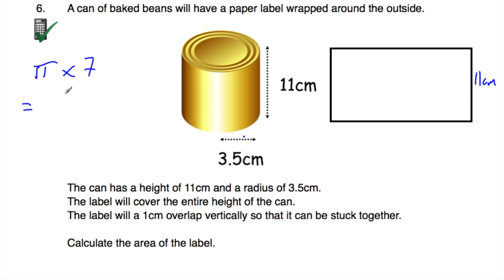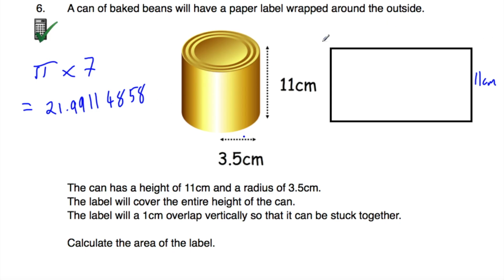And if we do pi times 7, that's 7 pi, or 21.99114858. So that would be the circumference of the circle. But we're told that this paper label actually has an extra centimeter. There's an extra 1 centimeter overlap vertically, so it can be stuck together. So it's not just 21.99 and so on. We're going to add 1 to that.